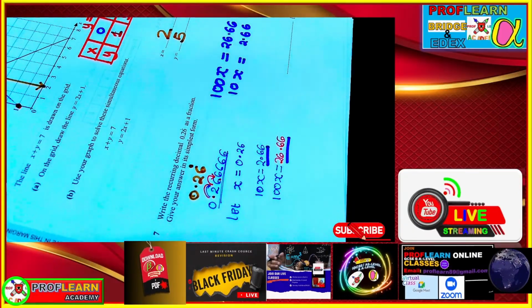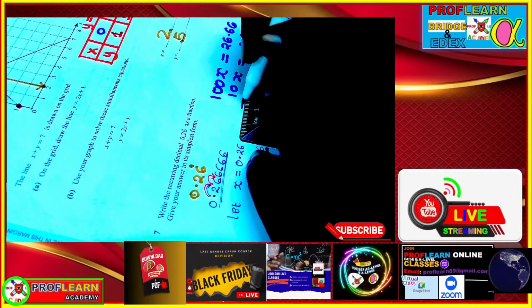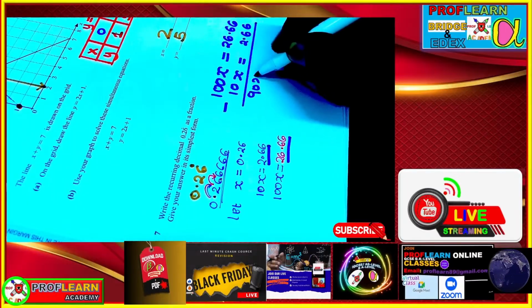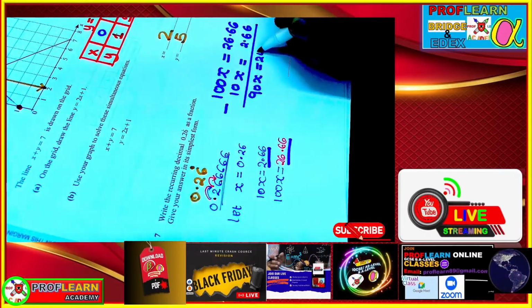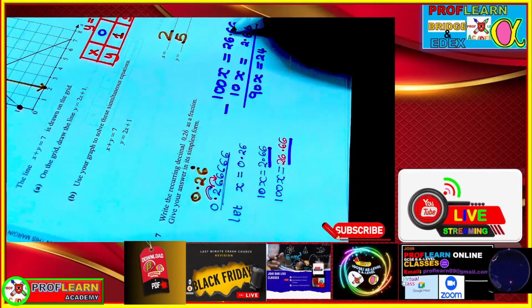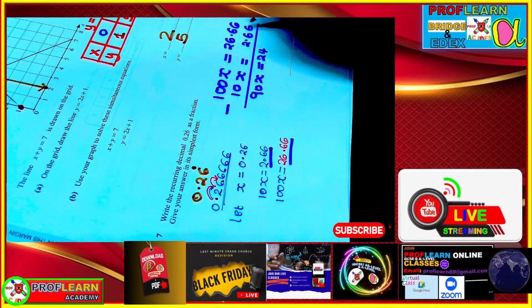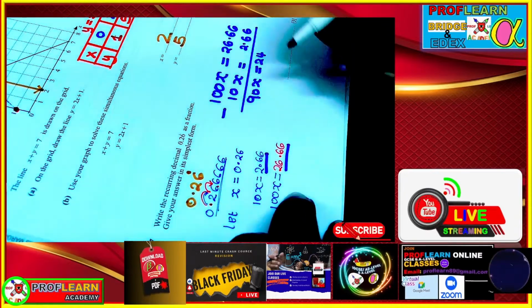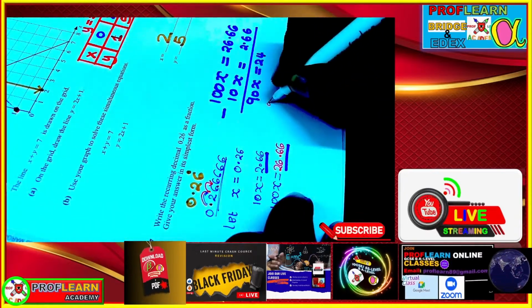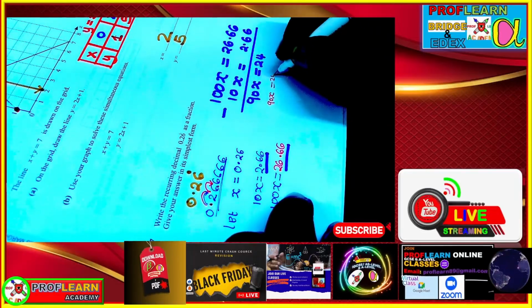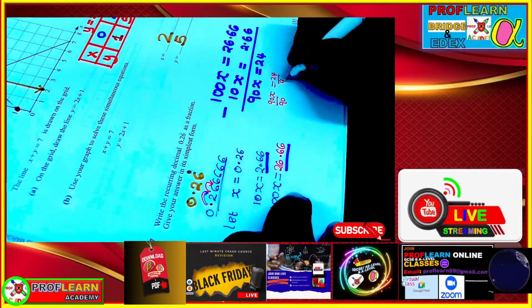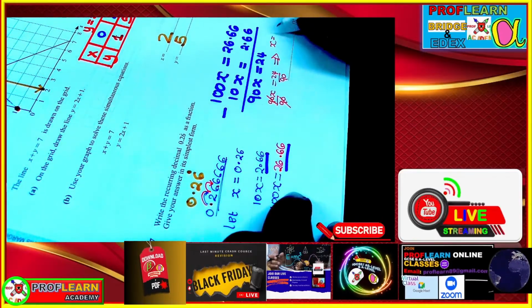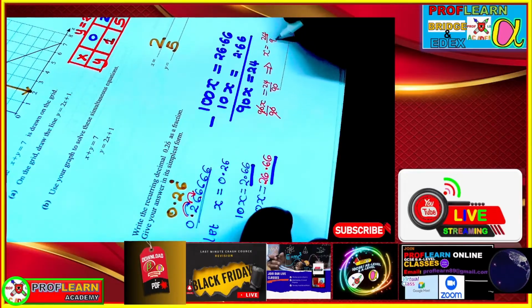Then what I'm going to do here is subtract the 2 equations, and if I subtract, I'm going to get 90x equals 24, because 26.66 minus 2.66 is 24. So we have 90x equals 24. Divide by 90 on both sides. 90 and 90 will cancel out, which implies that x is equal to 24 over 90.